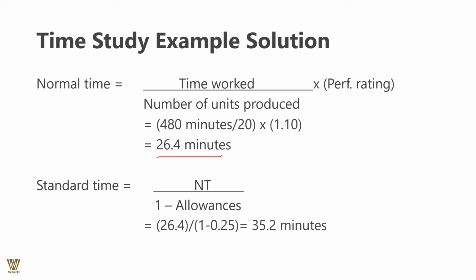1 minus allowances, 25% is your allowances. 25 divided by 100 is 0.25. So you will see there is something called 35.2 minutes. Now, did I say a 10% increase that the worker is putting in?